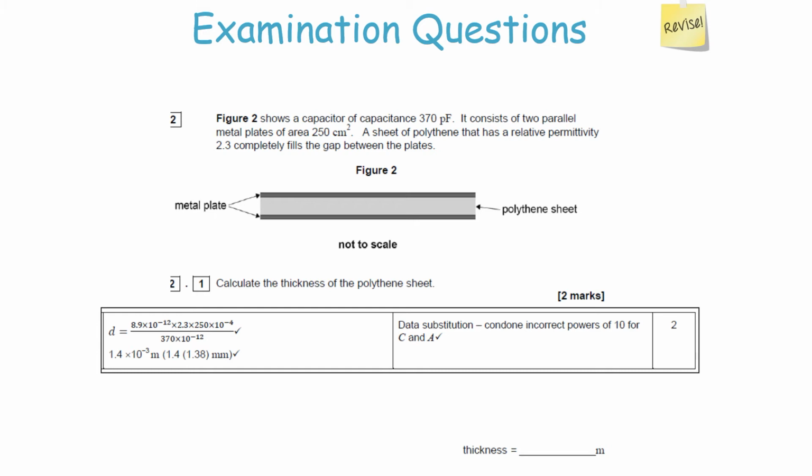So therefore you make d the subject, and then you pop in your values. So you go, it's 8.9 times 10 to the minus 12 times by 2.3 times by 250 times 10 to the minus 4 over 370 times 10 to the minus 12. Where do all those numbers come from?